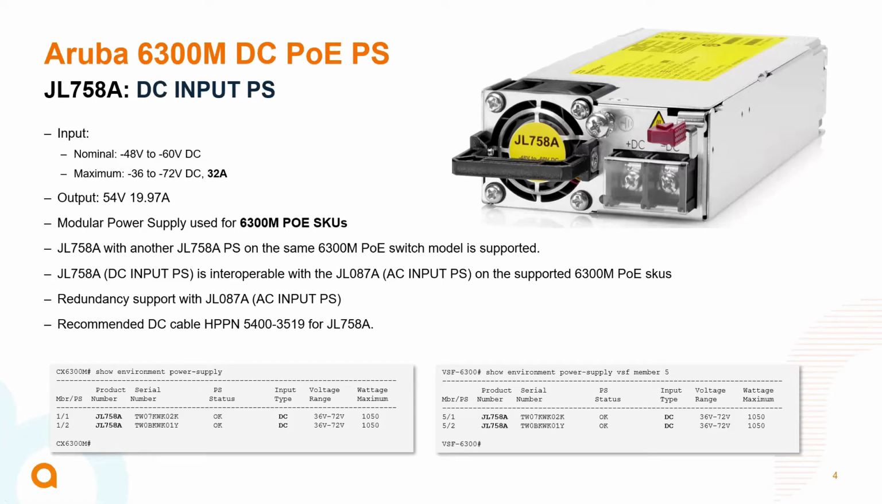To see the status of the power supply, we are not introducing any new command. It is the same command, show environment power supply. Make sure when the engineer is on site, or when you are debugging, that the PS status is okay. This is the most important thing. In case of AC, you see AC; in case of DC, the input is DC. It clearly shows, and as I was telling you, the maximum wattage supported is 1050.